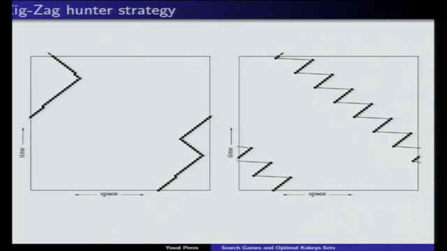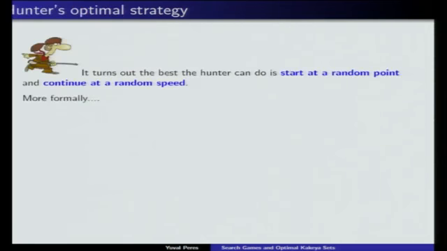So any suggestions to the hunter how to improve? What was the weakness here of the hunter? Always the same speed. Thank you. So the speed was too predictable. The hunter should randomize his speed as well, and start at a random point and continue at a random speed.